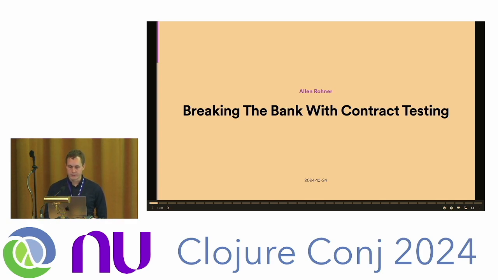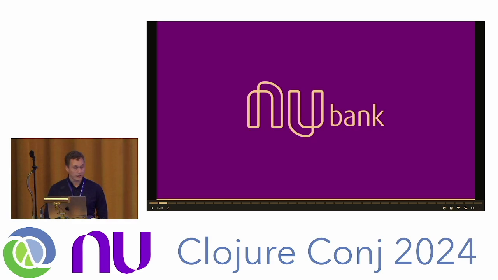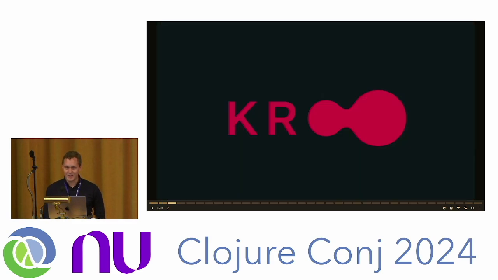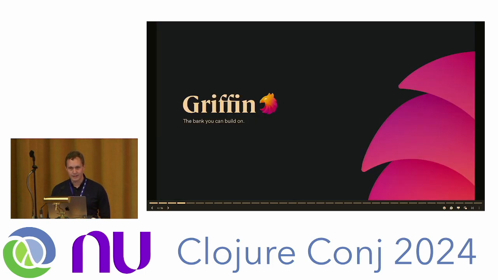Hi, I'm Allen Rohner, and this is Breaking the Bank with Contract Testing. I am co-founder and CTO of a bank written in Clojure. Sorry, no, not that one. That's Nubank out of Brazil. Sorry, no, not that one. That's Cru Bank out of the UK. This one, Griffin Bank.